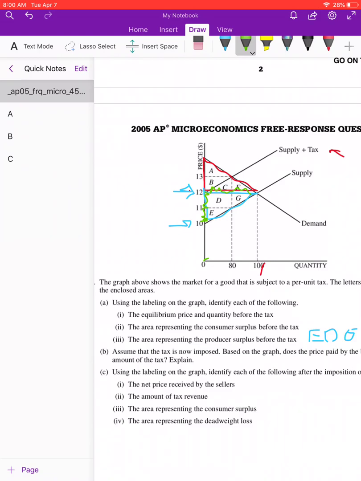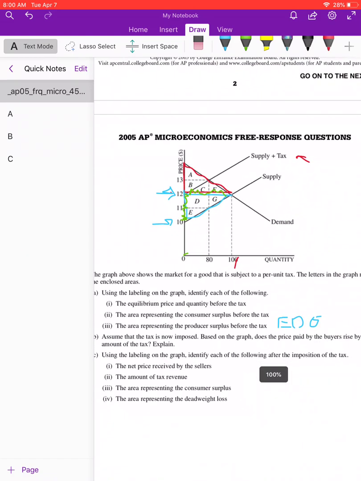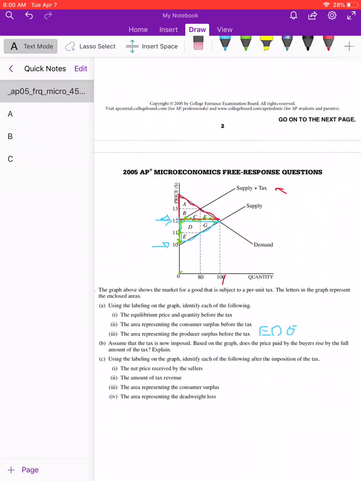Letter B then says, assume now tax is imposed based on the graph. Does the price paid by the buyers rise by the full amount of the tax? Explain. And that's a definitive no. What we learned is that when a tax is applied to a good, then it ends up being imposed half and half on both consumers and producers.